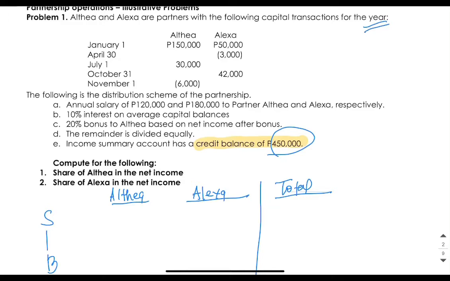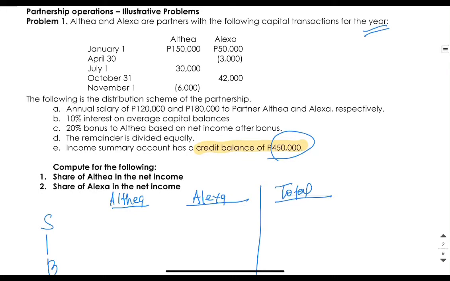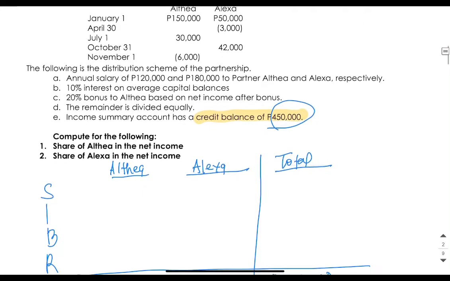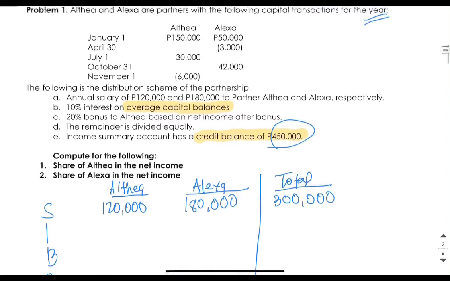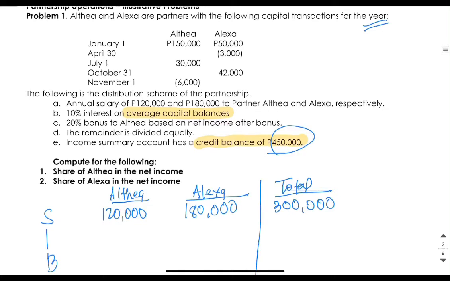But sometimes the problem shows that the partnership is formed in the middle of the year, wherein we have to prorate this annual salary first. But for this particular problem, annual salary is correct. So we have 120,000 here and 180,000 here, for a total of 300,000. Now, for interest, 10% interest on average capital balances. If the problem says average capital balances, it simply pertains to the weighted average capital balances of the partners. So we have to take note of the dates when the actual contribution or withdrawal took place.